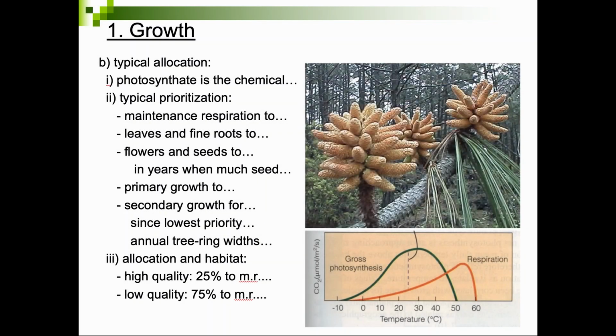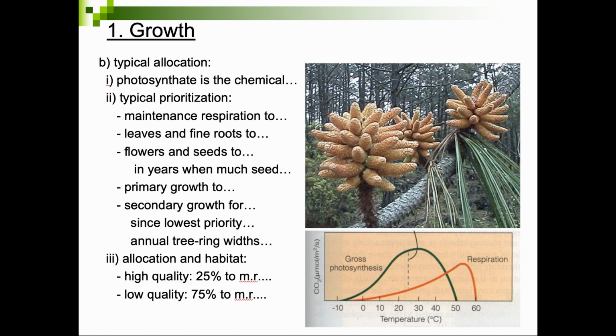So I just went over the hierarchy of the allocation of photosynthate, but it's also important to know that the habitat that the plants are growing in drives much of this allocation. If the habitat is of high quality, meaning that there is enough sunlight, good nutrient availability, and enough water, those high quality habitats are going to allow plants to photosynthesize much more than a plant living in a low quality habitat.